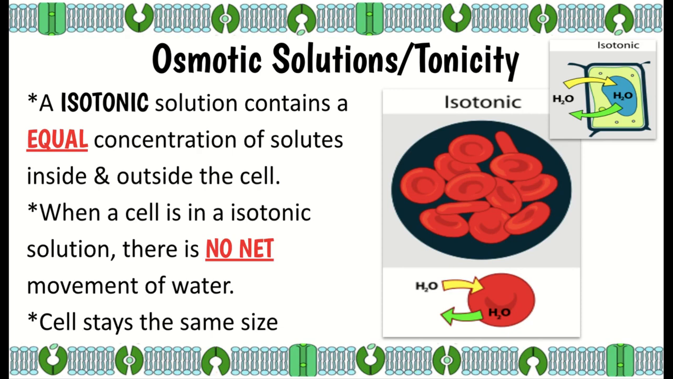Next, we have isotonic. This is actually a good type of solution for your cells to be in because iso means equal. So that means they contain an equal concentration of solutes inside and outside of the cell. So they're happy, right? There's still water moving in and out of the cells, but not too much, not too little, just enough. So we say that there's no net movement of water because it's just a little bit here and there, okay?